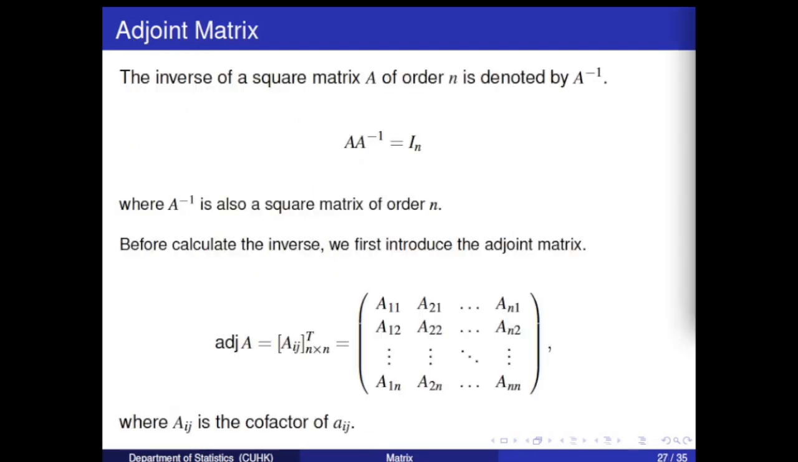Inverse. The inverse of a square matrix A of order n is denoted by this symbol. A times A inverse is equal to an identity matrix of order n, where the inverse of A is also a square matrix of order n. Before calculating the inverse, we first introduce the adjoint matrix. Here is the symbol of the adjoint matrix and here is the formula, where the uppercase Aij is the cofactor of element aij.